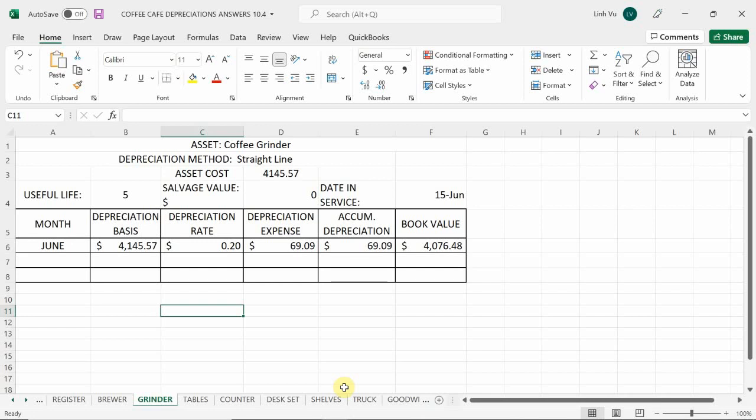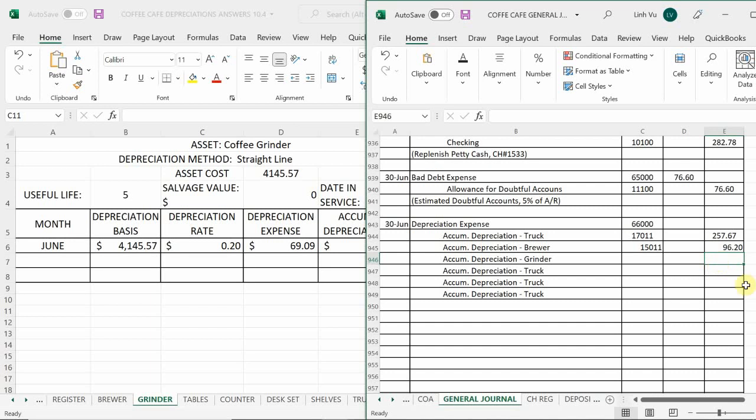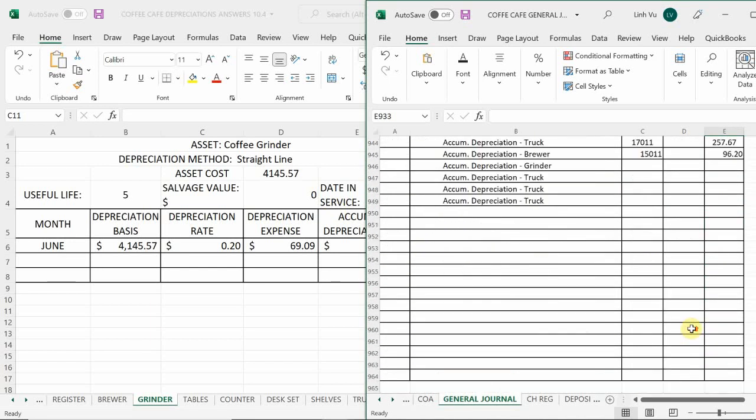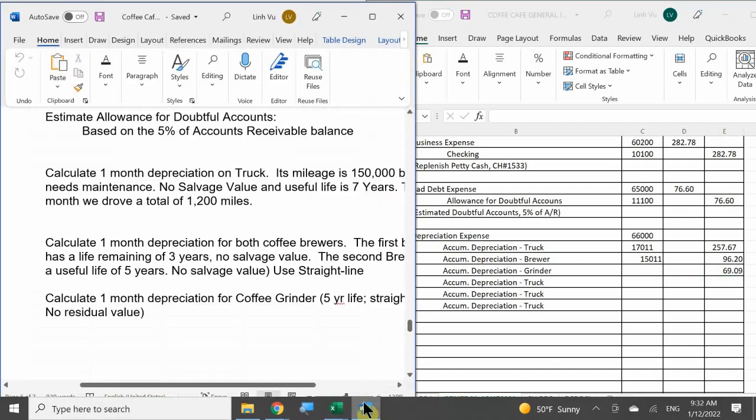Okay. 69.09. All right, and we're going to plug that into our journal here. $69.09. Okay. And then let's see what the next one is.